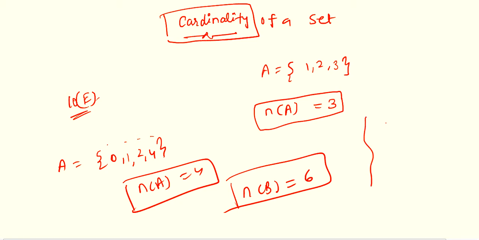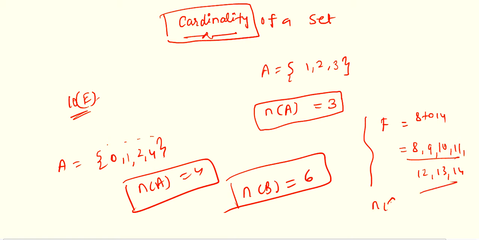Question number 1, last one, F. Set of whole numbers from 8 to 14. So 8, 9, 10, 11, 12, 13, 14. So 4 and 3, 7. So n(F) equals 7.